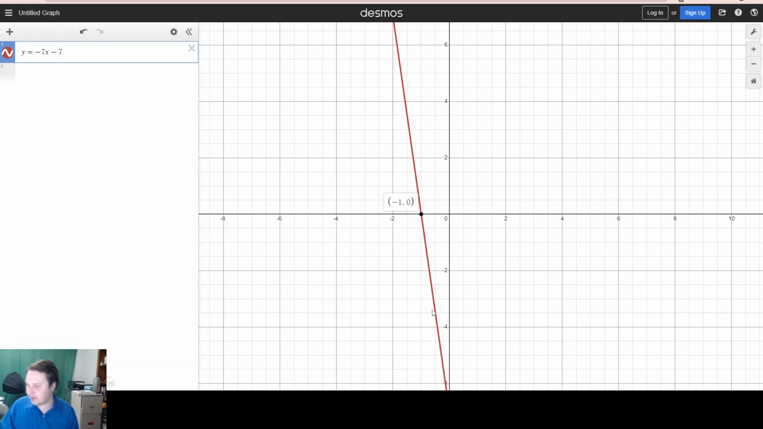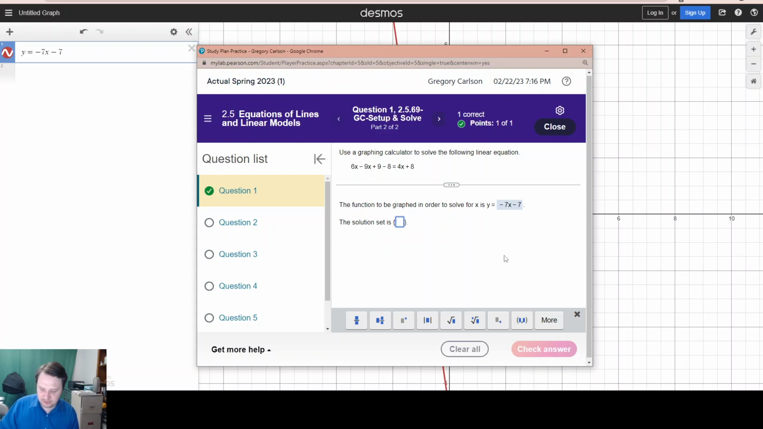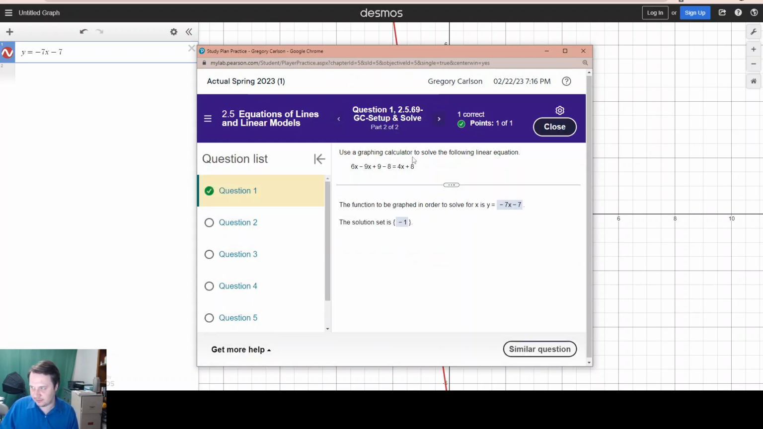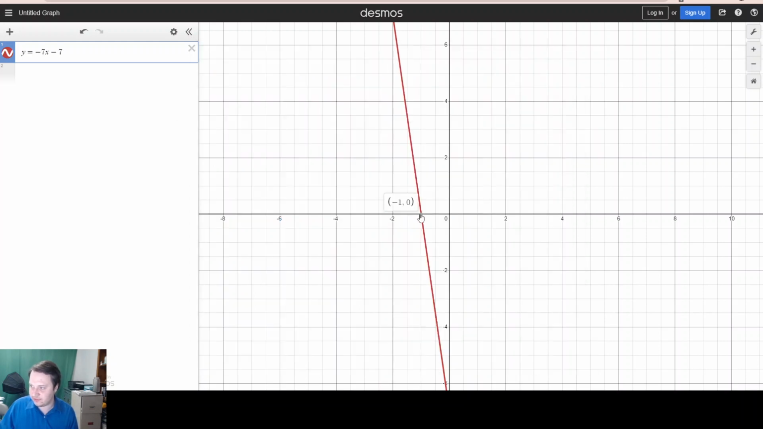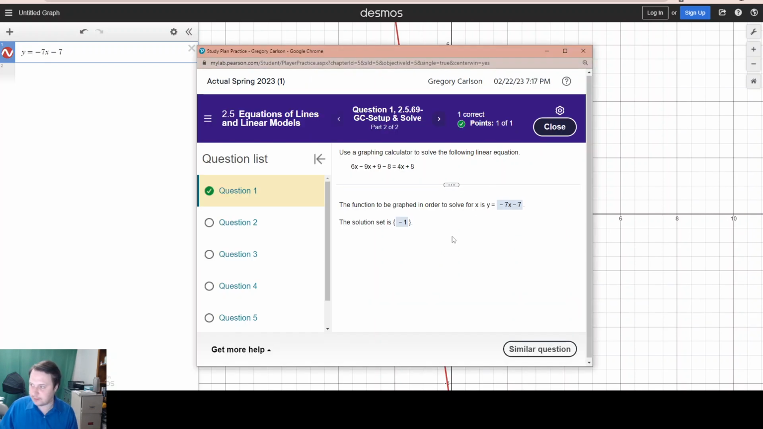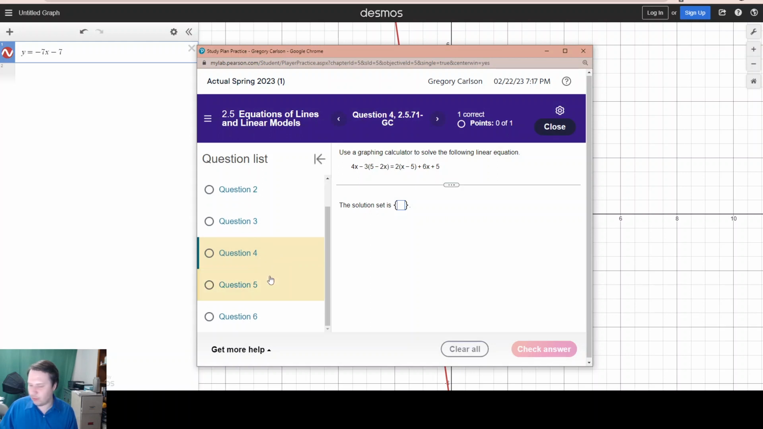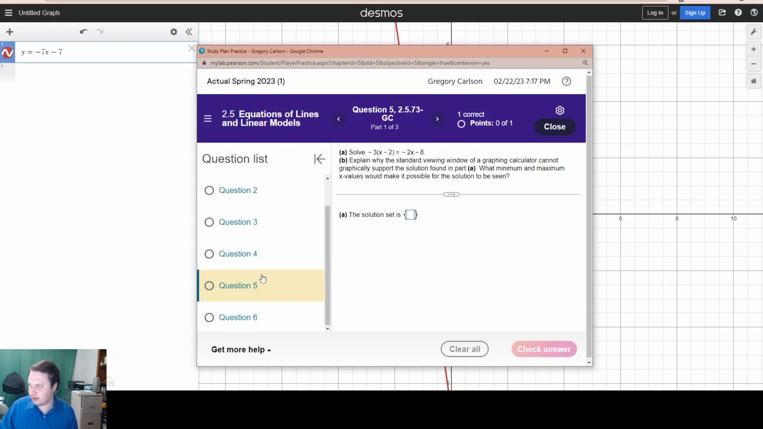Negative 1 is the x answer. And when you plug in negative 1 into here, you get 0. So again, it was the x value of the point, negative 1, which was the answer. That's the solution set. Hopefully that makes sense. I believe that's everything on here. And again, you're welcome to just solve this the regular way. It's nice to know how to use graphing calculators.